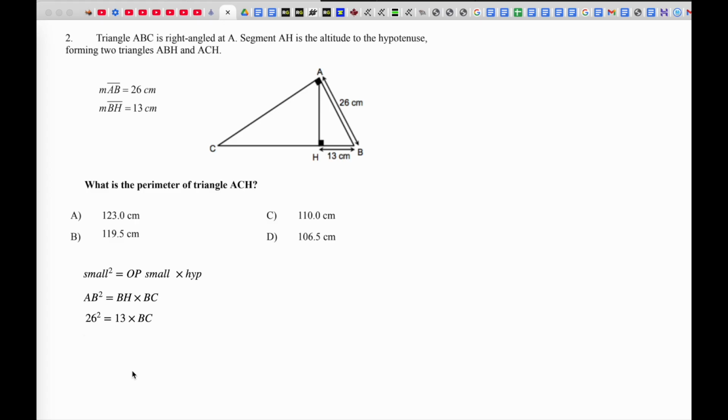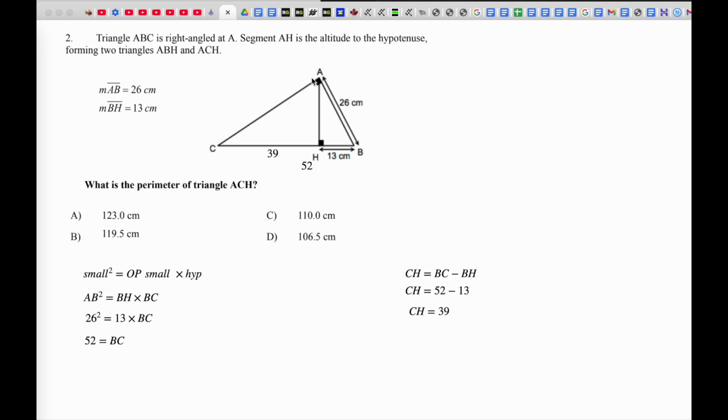Divide both sides by 13. That gives us 52 is BC. The whole hypotenuse, this length, is 52. And if this is 52, then CH is 52, take away the 13, which is 39. This length from B to C is 52. CH must be 52, take away 13 is 39.